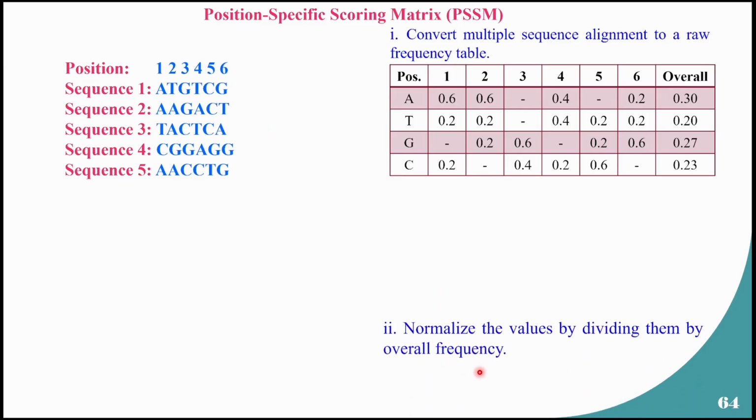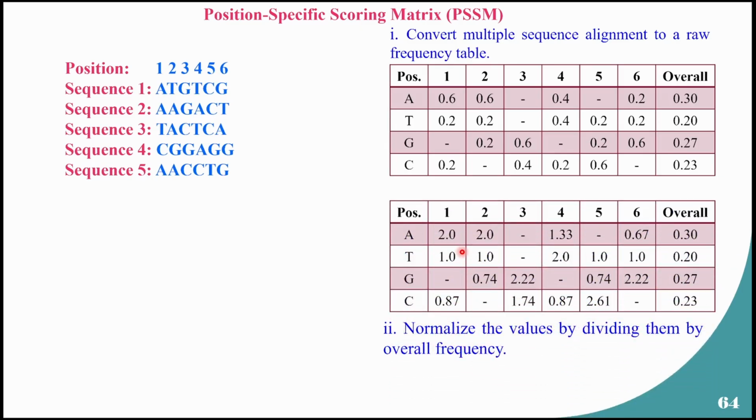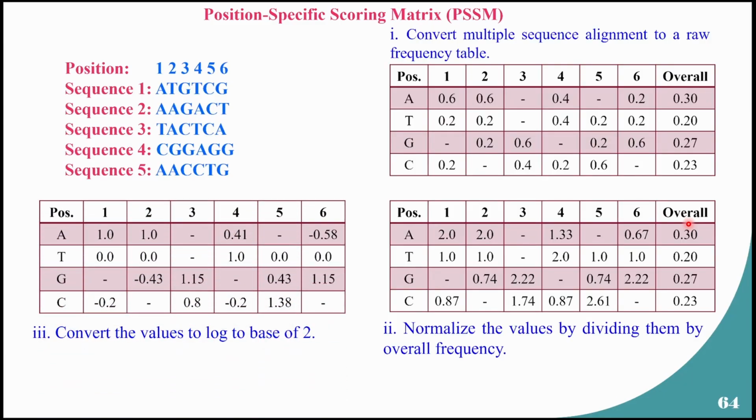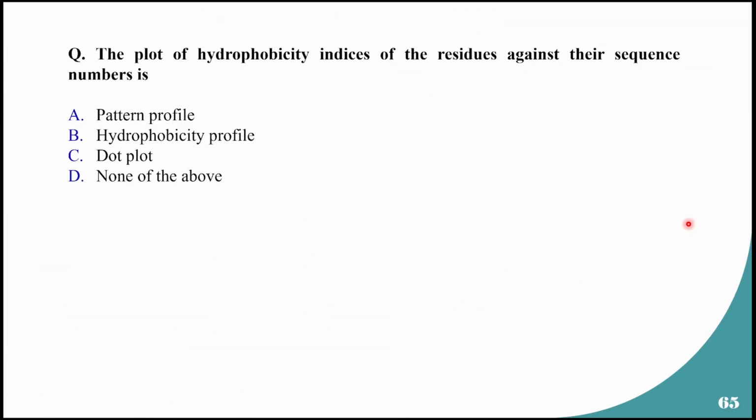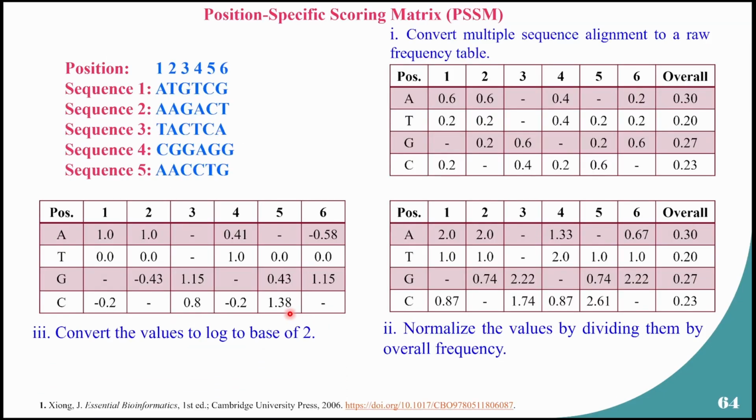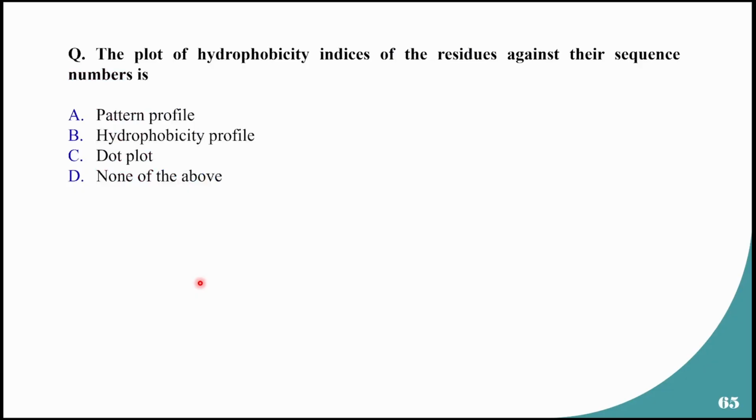Then you do the normalization, where you divide each value from the positional frequency calculations by the overall frequency for that nucleotide, convert that to log base 2, and that's how you get your position specific scoring matrix for all of the positions. So you can try to remember this as well.